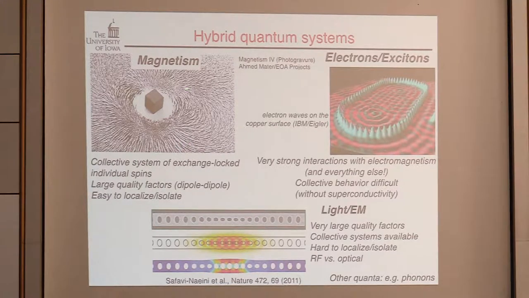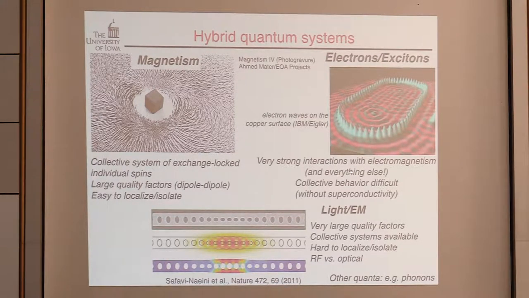And here, magnetism is a system where you're going to have exchange-locked individual spins, you're going to have room temperature collective behavior, you tend to have large quality factors, and your excitations tend to be easy to localize or isolate. People very often work with electrons or excitons here. This is a nice picture of a coherent phenomena for electronic systems. They have very strong interactions with light, which is great. The problem is they also have very strong interactions with everything else.